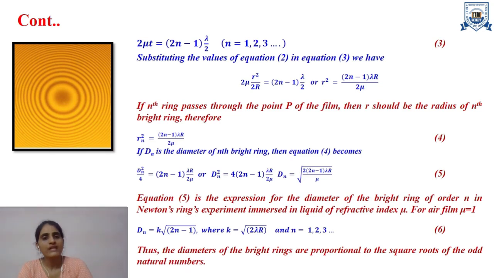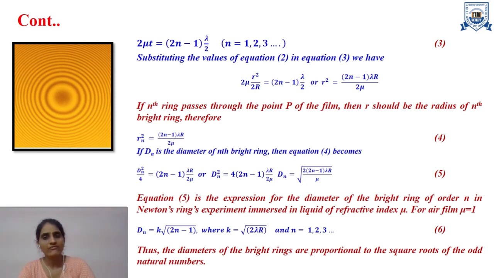If nth ring passes through the point P of the film, then r should be the radius of nth bright ring. So my above equation can be rewritten as Rn square is equal to (2n minus 1) lambda R upon twice mu, where capital R is the radius of curvature of plano-convex lens, lambda is the wavelength, mu is the refractive index of the film. So equation 4 is in terms of radius of nth bright ring.